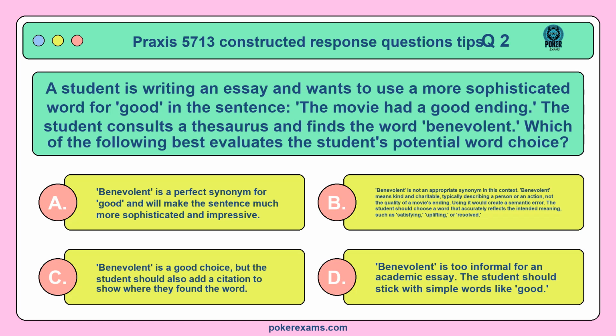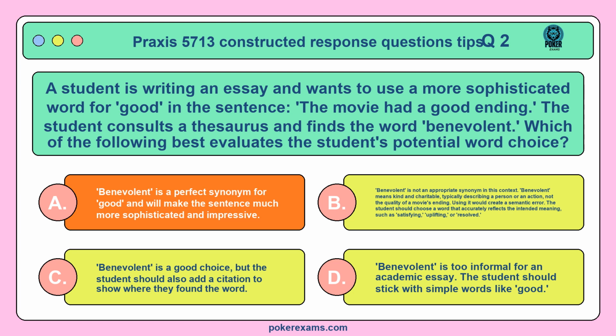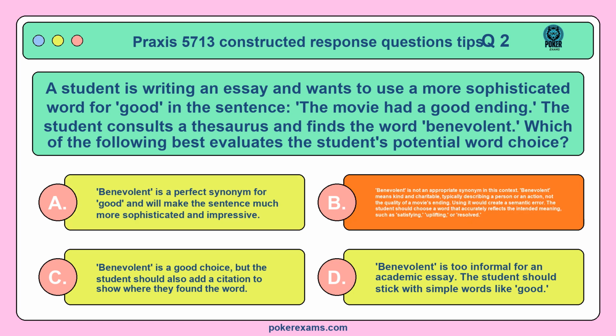Question 2. A student is writing an essay and wants to use a more sophisticated word for good in a sentence. The movie had a good ending. The student consults a thesaurus and finds the word benevolent. Which of the following best evaluates the student's potential word choice? Option A. Benevolent is a perfect synonym for good and will make the sentence much more sophisticated and impressive. B. Benevolent is not an appropriate synonym in this context.